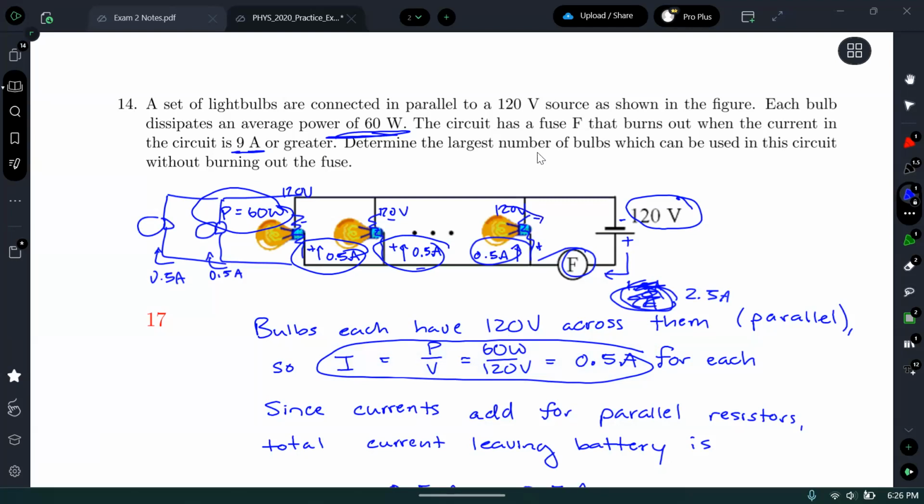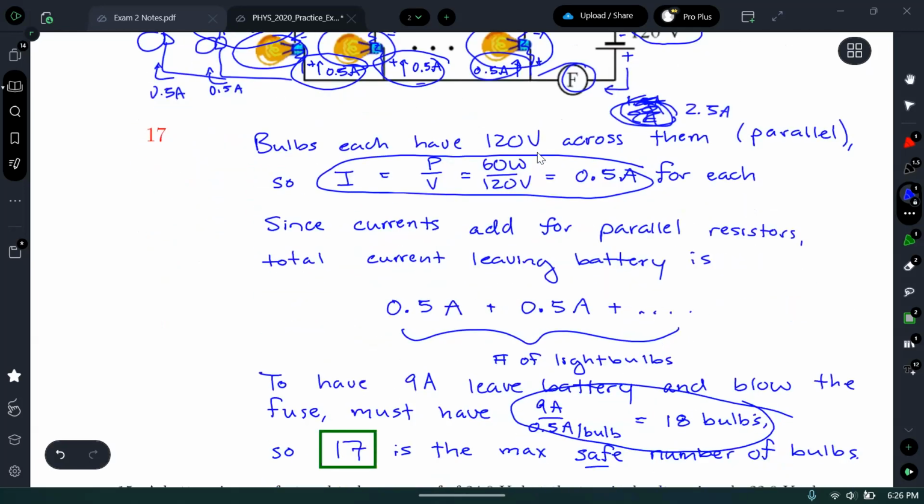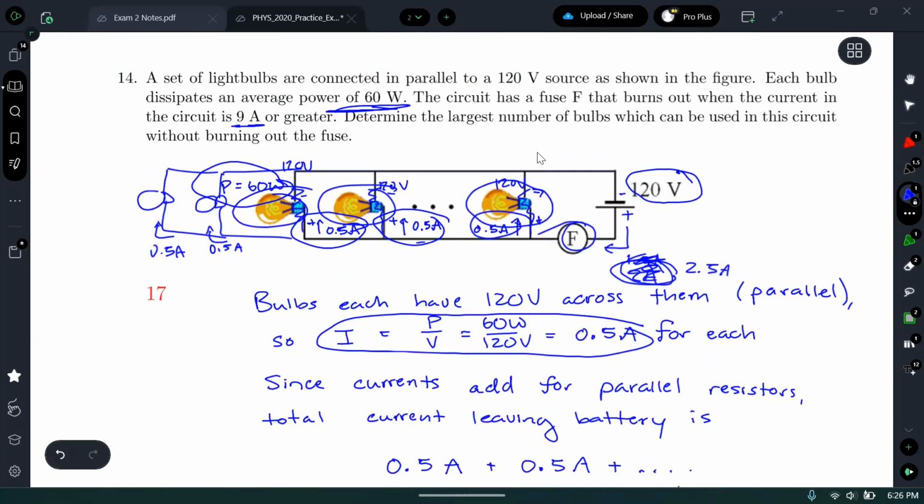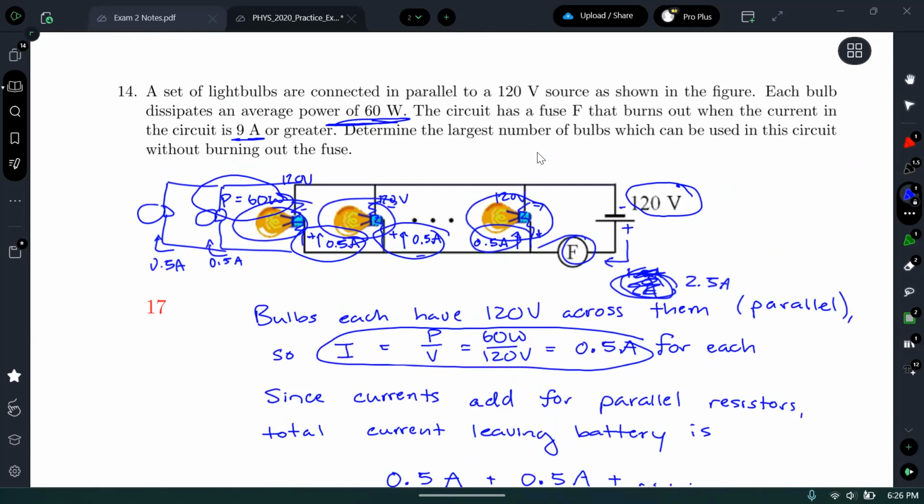It's how many half amp things are needed to go into the 9 amps that are going to be going through the fuse. That's where this division comes from. But if you wanted to count it one by one, you totally could. You could say, okay, with one bulb, it's a half amp. With two bulbs, it's 1 amp. With three bulbs, it's 1.5. Four, it's 2. Five, it's 2.5. And keep going until you get all the way to 9 amps. And you would realize you are on 18 bulbs at that point.